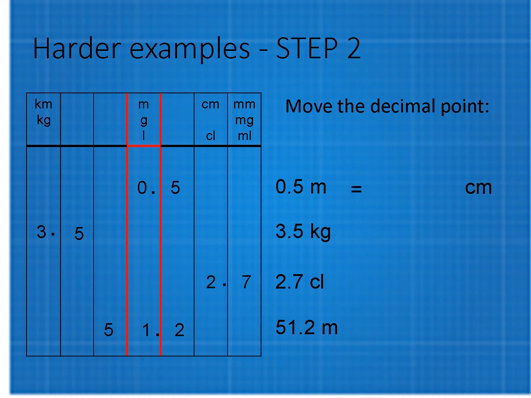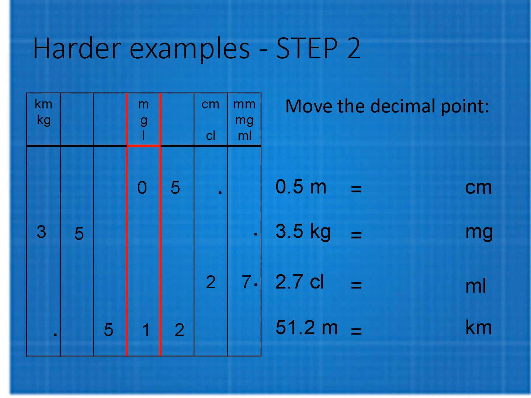Our target is to convert 0.5 meters to centimeters. We need to move the decimal point to centimeters, so we'll move it here. For 3.5 kilograms, our target is to convert it into milligrams, so we'll move it. Then 2.7 centiliters, we'll move it to milliliters. And then 51.2 meters, we'll convert it to kilometers, so we'll move the decimal point.